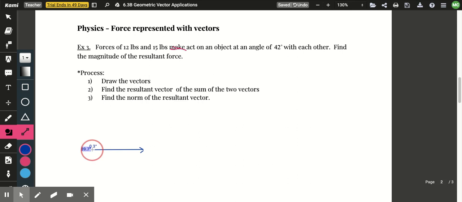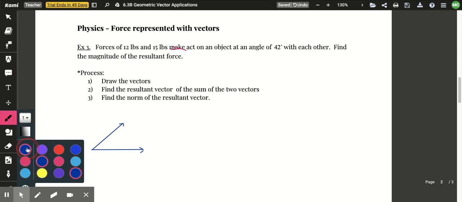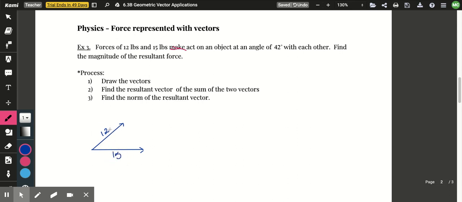So with that, I'm going to make that angle look like it's about 42, maybe about like that. That's pretty close. And what I mean by making one of them look like it's 12 and one of them look like it's 15 is really just the relationship between the two of them. So whichever one of these is shorter, I'm going to say is the 12, and the other one is going to be the 15. And this is 12 pounds of force and 15 pounds of force. And then I'll label this angle here 42 degrees.